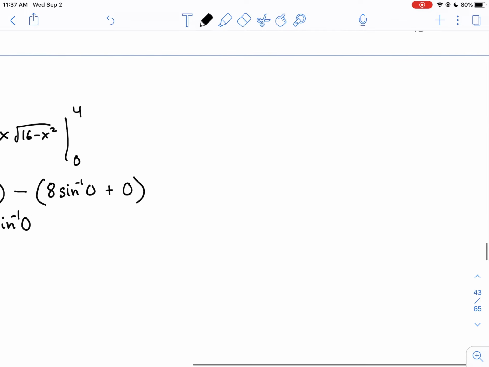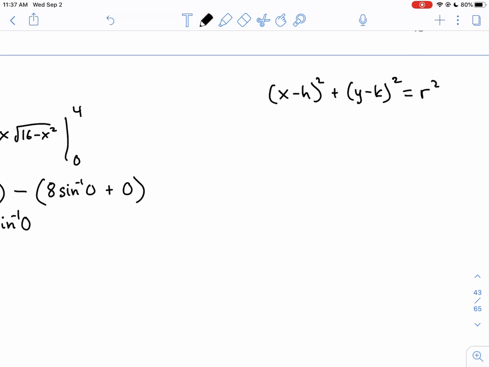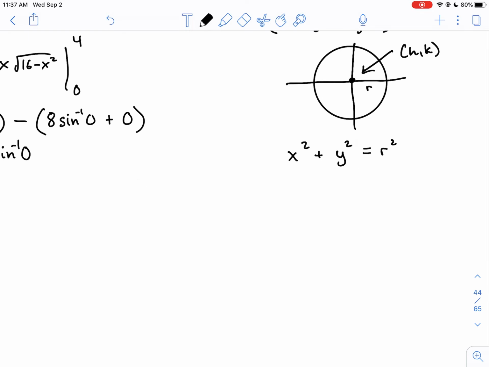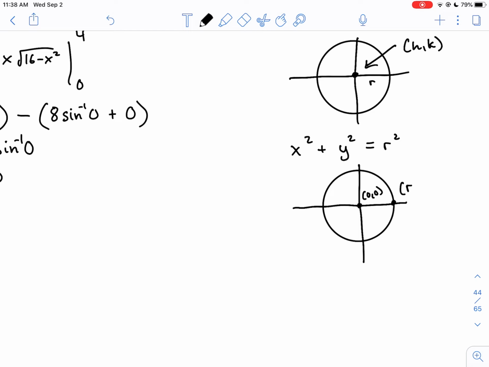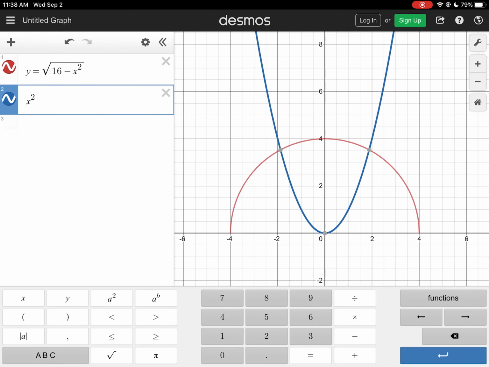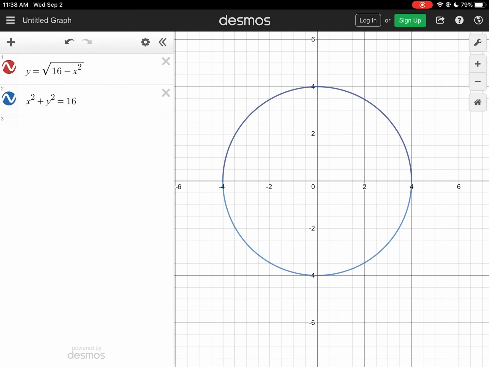By way of review, you'll recall that if you have (x − h)² + (y − k)² = r², this is the general equation of a circle centered at the point (h, k) whose radius is r. Specifically, if h and k are zeros, then your general formula looks simpler. This is a circle centered at the origin, and the radius would be r, so this would be the point (r, 0). If you take this equation, which makes the entire circle, x² + y² = 16, we'll say, it gives you the entire circle centered at the origin, radius 4.